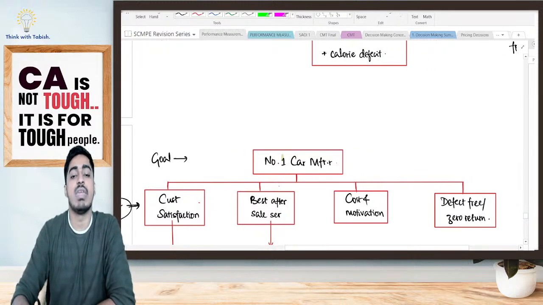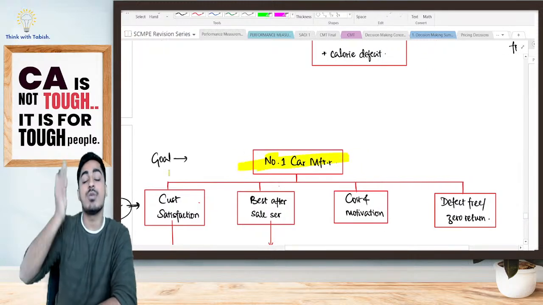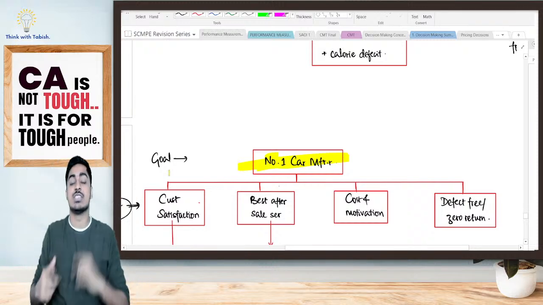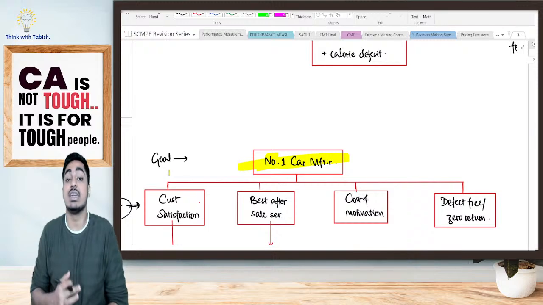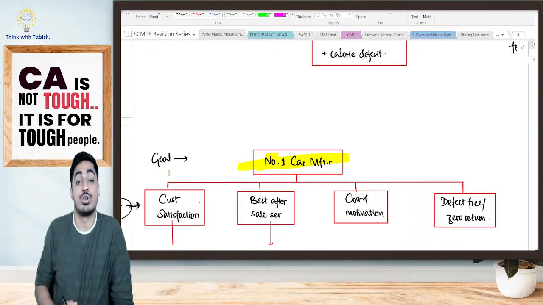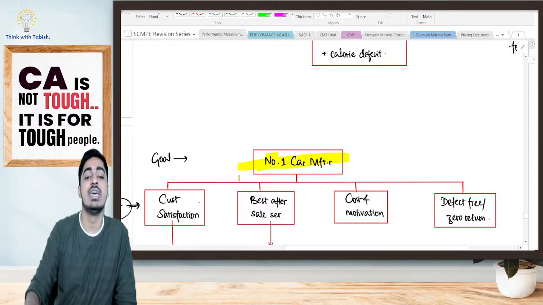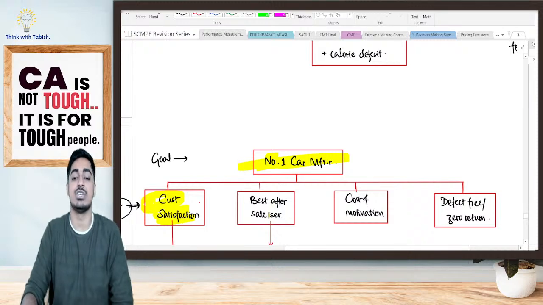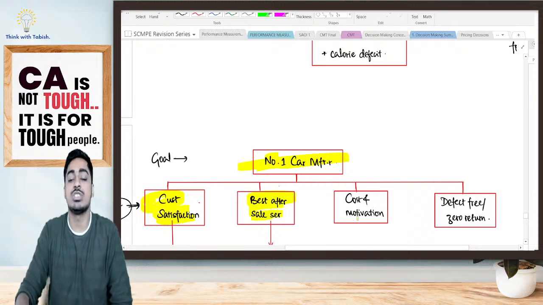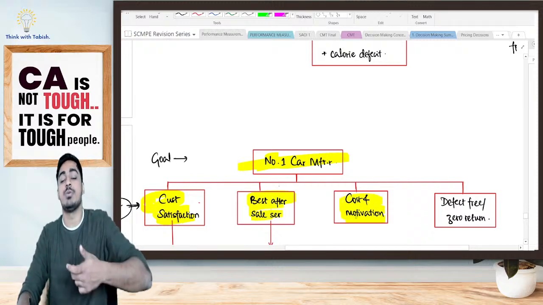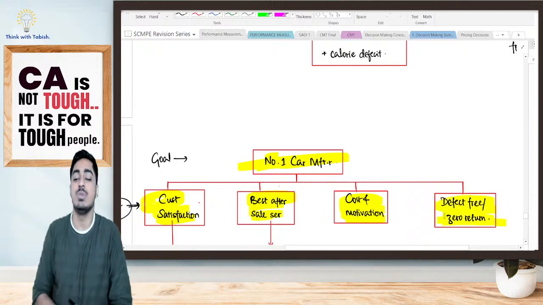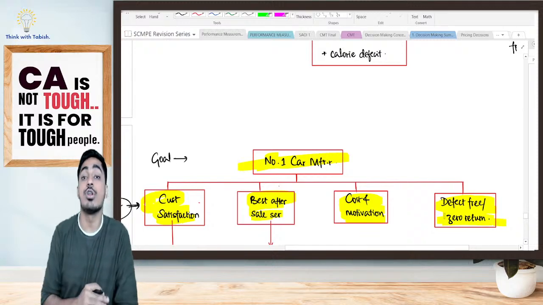Now I am telling, I have to become the number one car manufacturer. That is my ultimate objective. That is my vision. For that I have come up with a few critical success factors. What all I should do in order to become the number one car manufacturer. Customer satisfaction I should achieve. Best after sales service I should be giving. Cost and motivation. I should be producing cars at the lowest possible cost, and defect free or zero return should be implemented. Is it clear? So four objectives I've told.